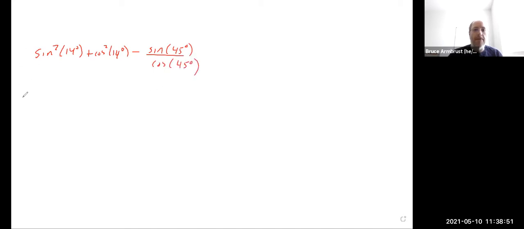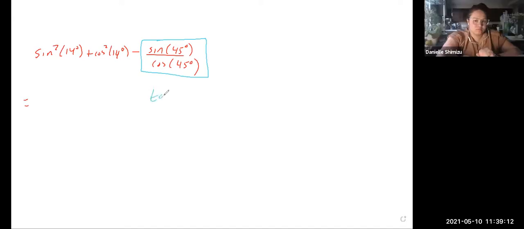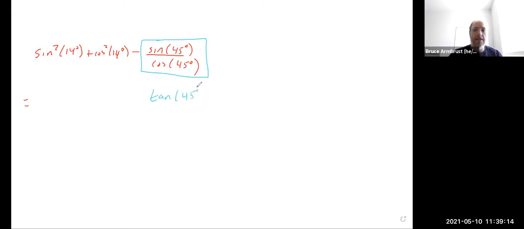So what I would recommend we do is start with identities and start simplifying this down. Like, look at the sine over cosine, right? This bit right here. What does sine over cosine equal? What trig function gives us sine over cosine? Tangent. That's just tangent. So this is the same as tangent of 45.